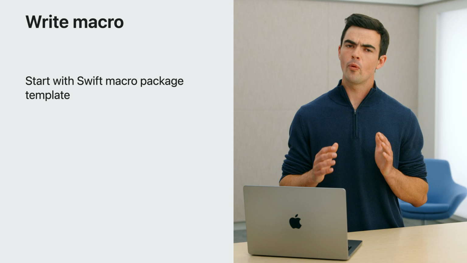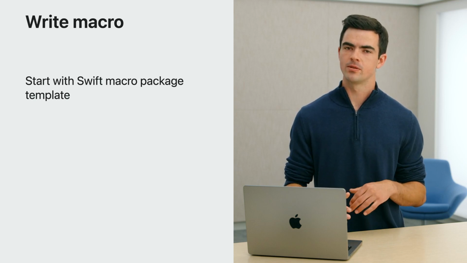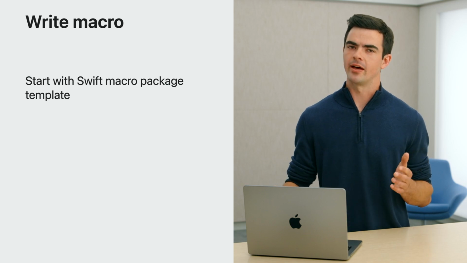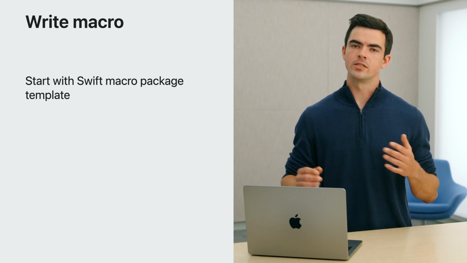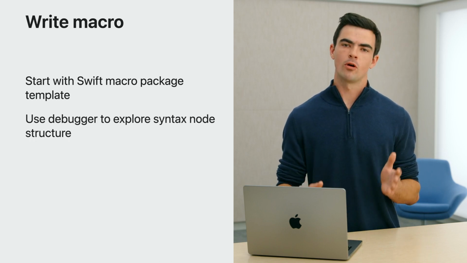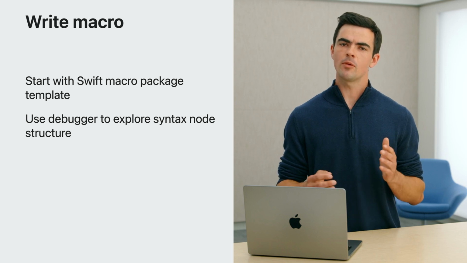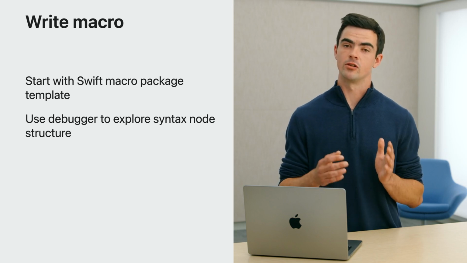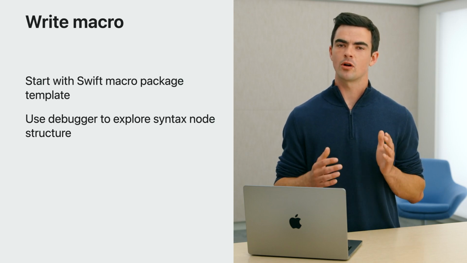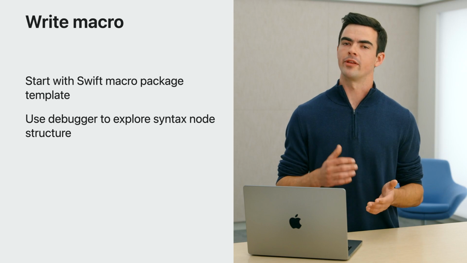The next step would be to also generate the computed property. But I'll do that later today. By using macros, we were able to get the type safety of EasySlopes without the need to write repetitive code. How did we do that? We started with the Swift macro package template. To explore the syntax tree structure, we stopped the macro's execution and printed the syntax node inside the debugger. This allowed us to see which properties we needed to access to get all the enum elements.